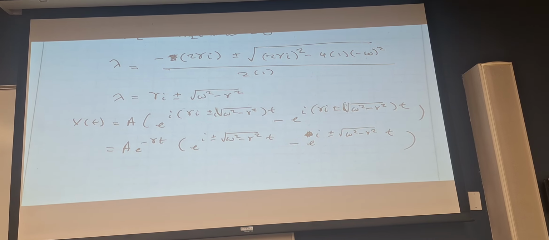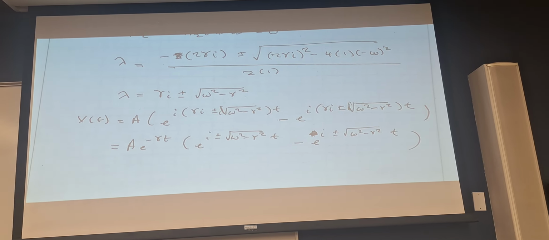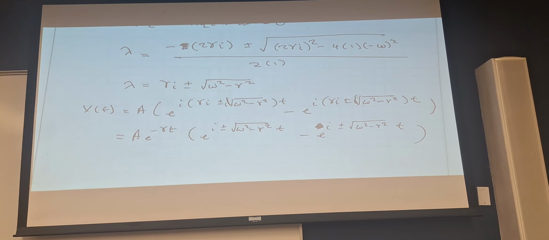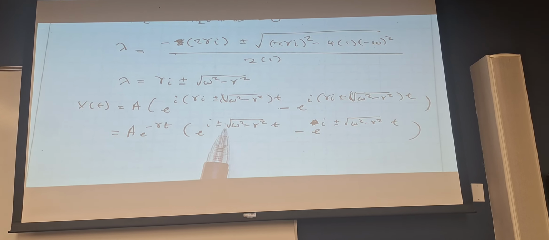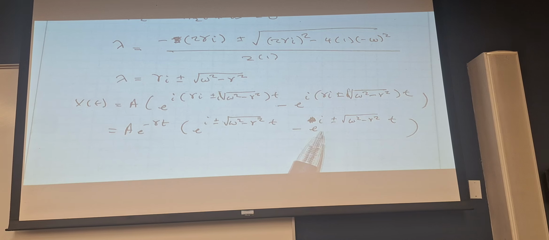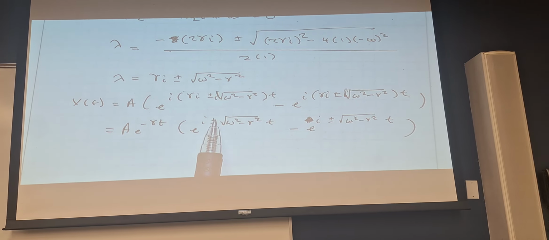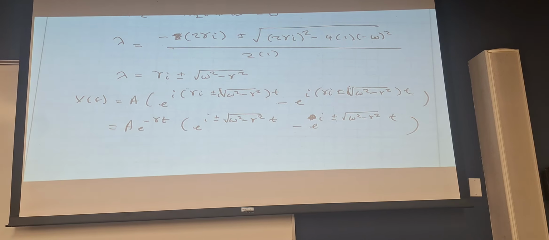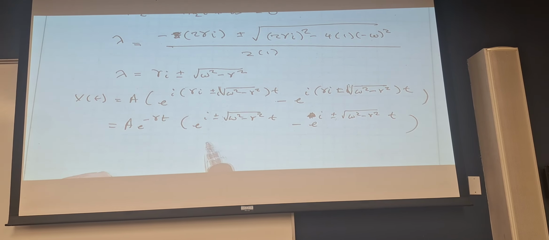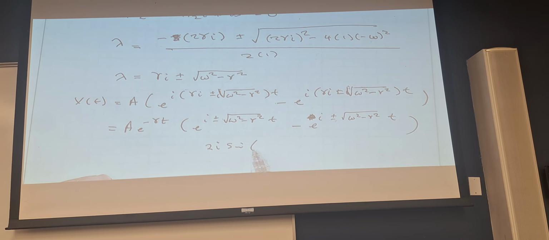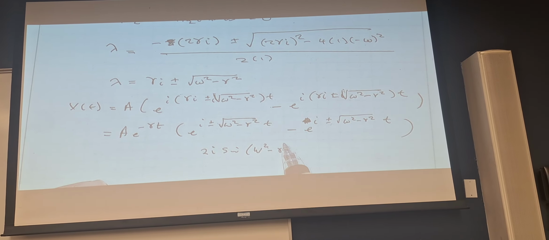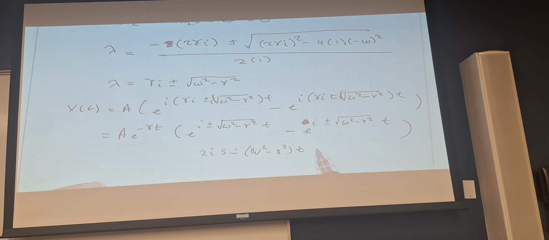Alright, so how do we get our sine out of this? Well, we can choose these to be positive or negative, right? So if we choose this one to be positive and this one to be negative, like cosine, we should get a sine mode. So it's 2i sine of the square root of omega squared minus gamma squared t.